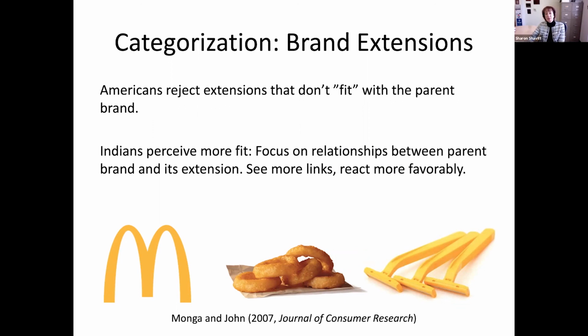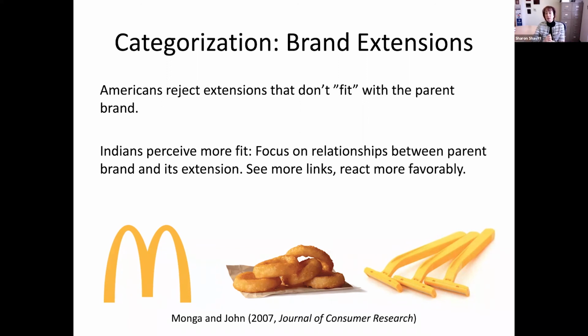Americans tend to reject extensions that don't fit with the parent brand. For instance, researchers looking at this looked at well-known brands like McDonald's, extending hypothetically into close extensions like onion rings or distant extensions like razors. It's a very distant extension, right? So Americans tended to reject the extensions that didn't fit with the parent brand. They said that's not what McDonald's is about. But people from India in this study perceived more fit. That is, they focused on the relationships between the parent brand and its extension. They saw more links between them and they reacted more favorably.